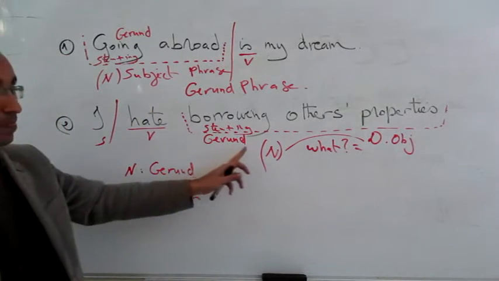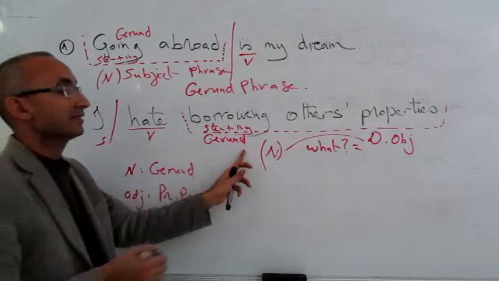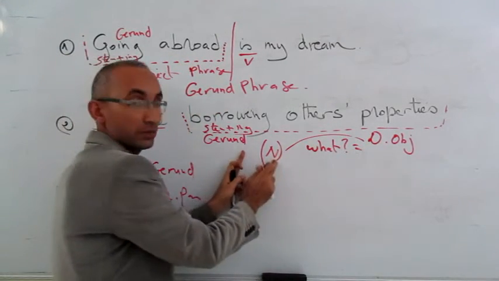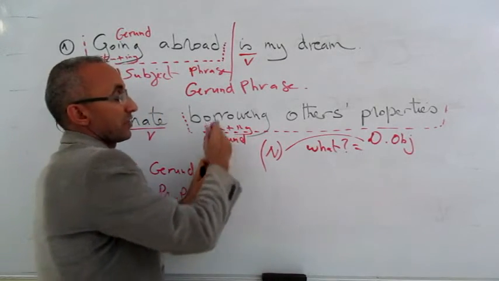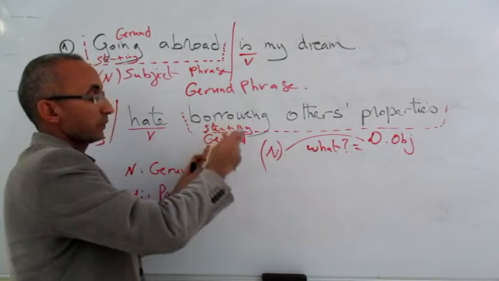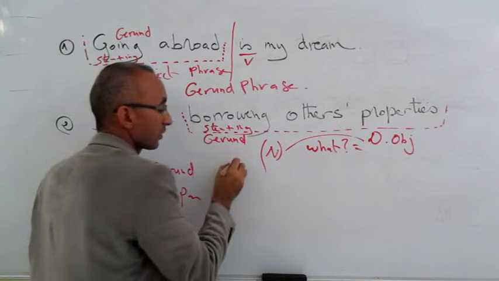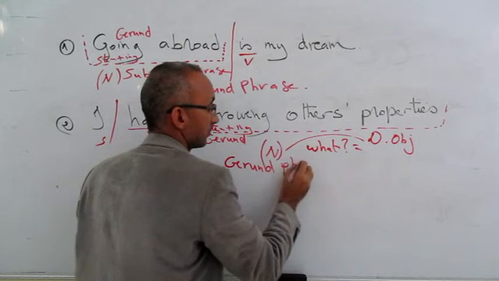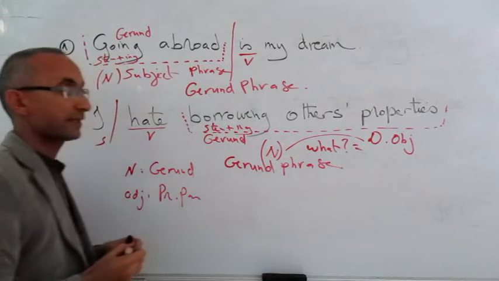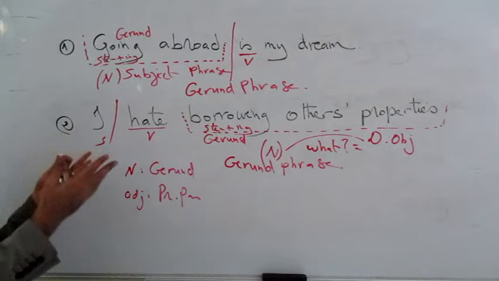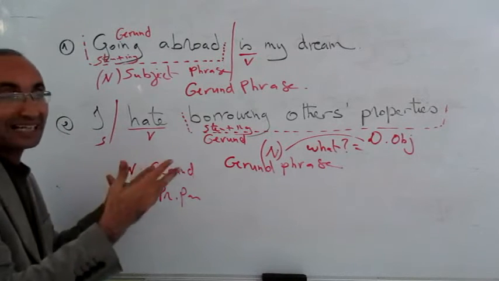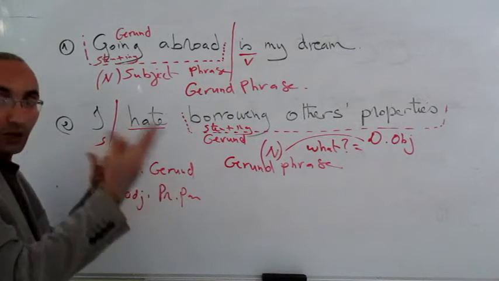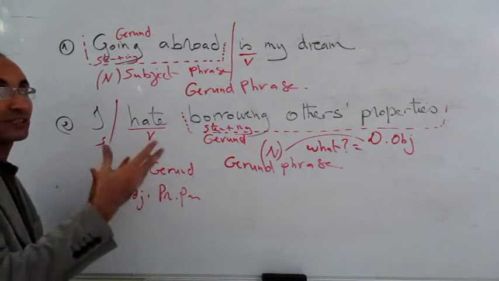But in this example, it acts as a direct object. Clear? Which is a noun, so it is a gerund. This group of words which starts with a gerund is also called what? A gerund phrase. So usually a gerund phrase acts as a noun. It can be a subject, a direct object, an indirect object, and even a predicate nominative.